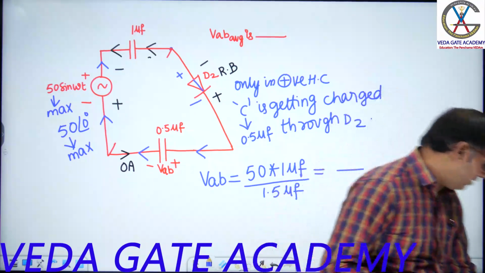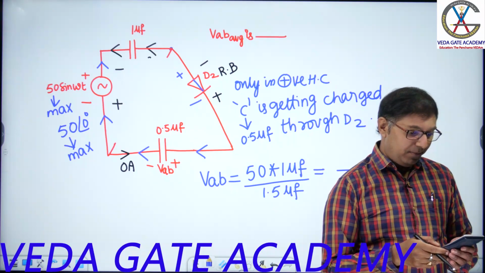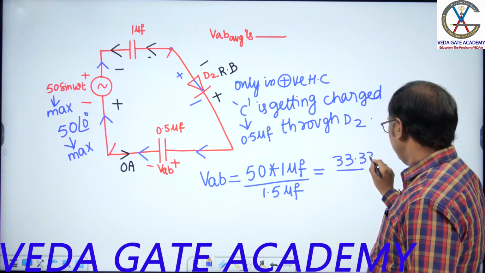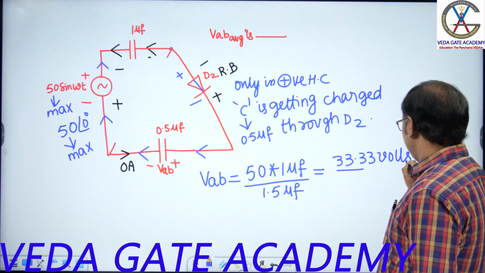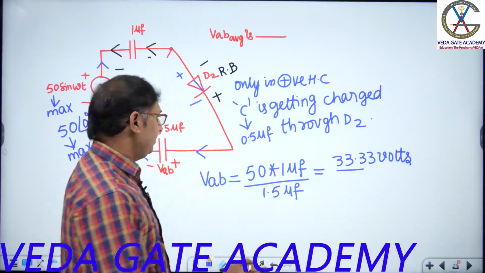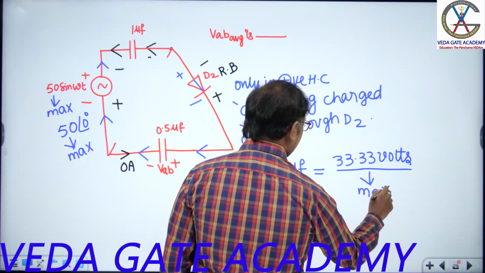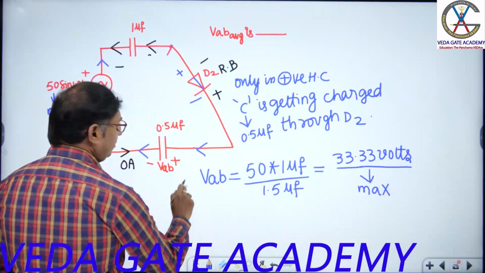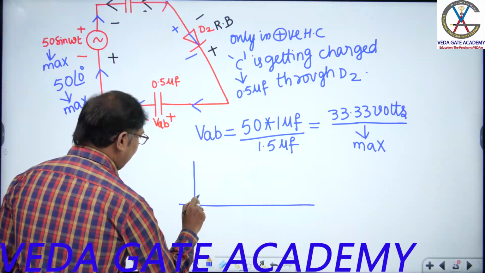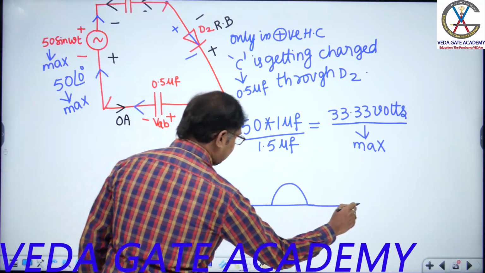How much, sir? 50 by 1.5. 50 divided by 1.5 is 33.33 volts. This is what your VAB is. What is 33.33? Is it maximum or RMS? It is maximum. Now let me draw the waveform. Only in positive half cycle the capacitor gets charged. Negative half cycle 0. Positive half cycle again it gets charged.